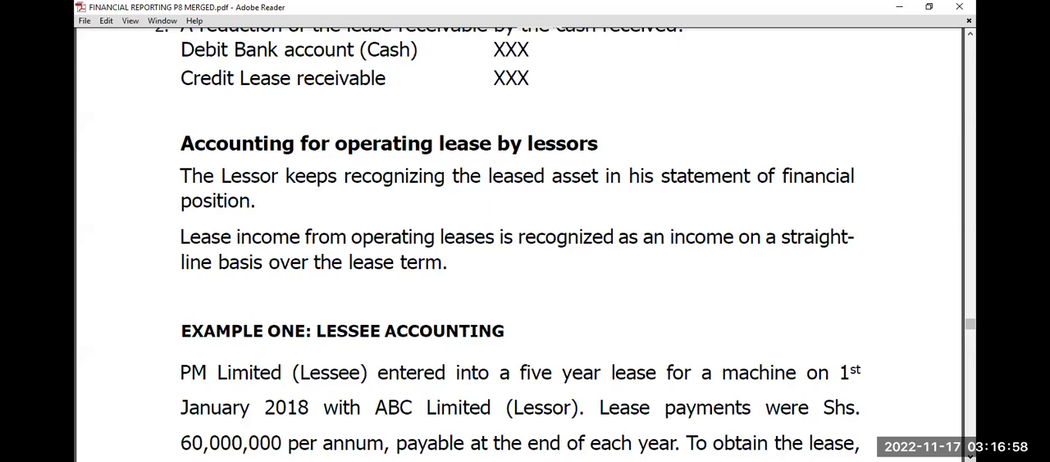But what will happen is that when you account that you still have the asset, on top of having the asset, it means you are also going to be accounting for the income you are going to be receiving as lease income from leasing out that operating lease. And we are saying that the lease income from the operating lease is recognized as income on a straight line basis over the lease term. This is also like an amortization of the lease amount over the lease term.